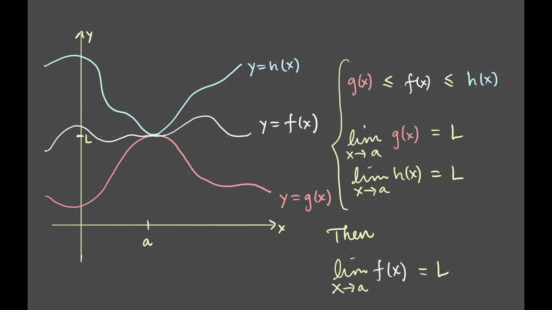Assume that the functions f, g, and h satisfy the string of inequalities g is less than or equal to f, which is less than or equal to h, for all values x near a, except possibly at a. If the limit as x approaches a of g of x equals L, and the limit of h of x equals L, then the limit of f of x must be equal to L too.